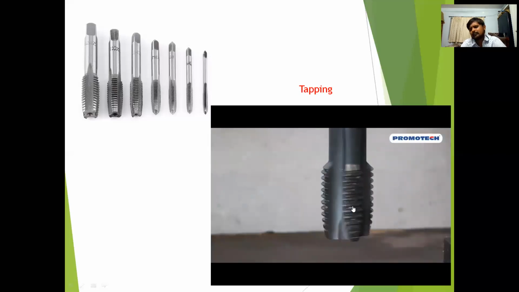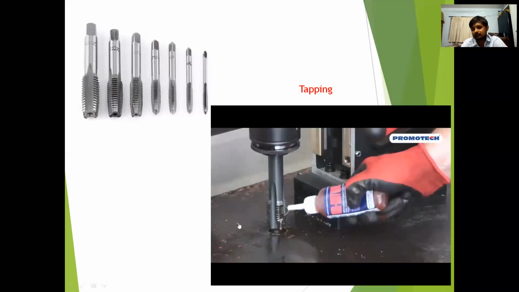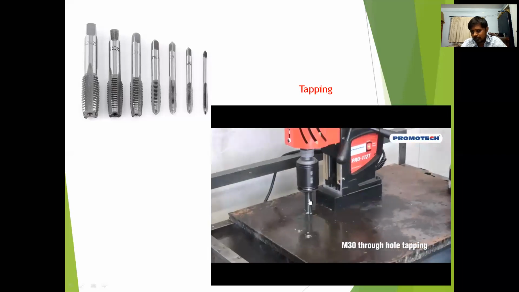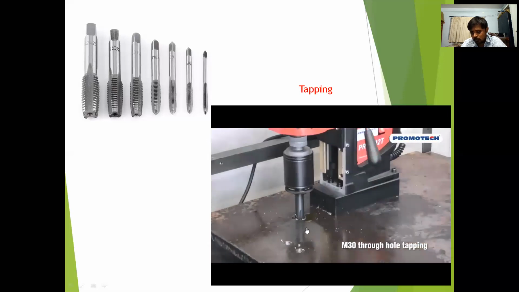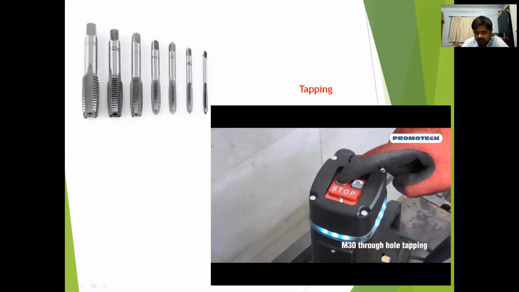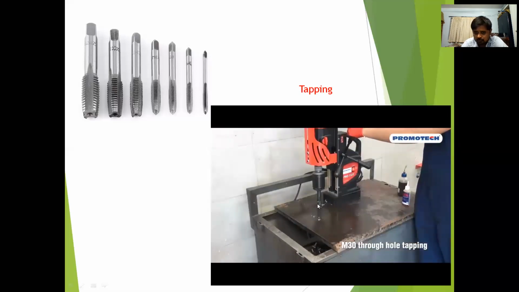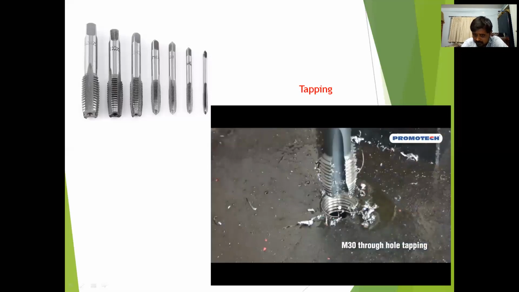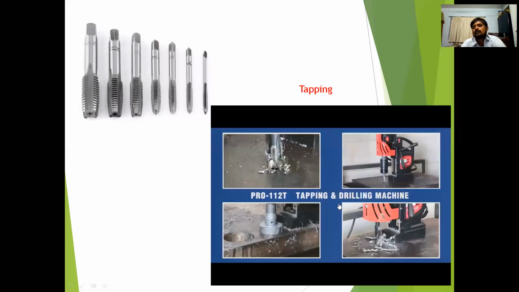The procedure is just like drilling, we just change the cutting tool. Now you can observe we are going to move the rotating cutting tool towards the fixed workpiece, and then reverse to remove the cutting tool. Now you can observe some threads are formed in the internal surface of the workpiece. So this is about tapping.